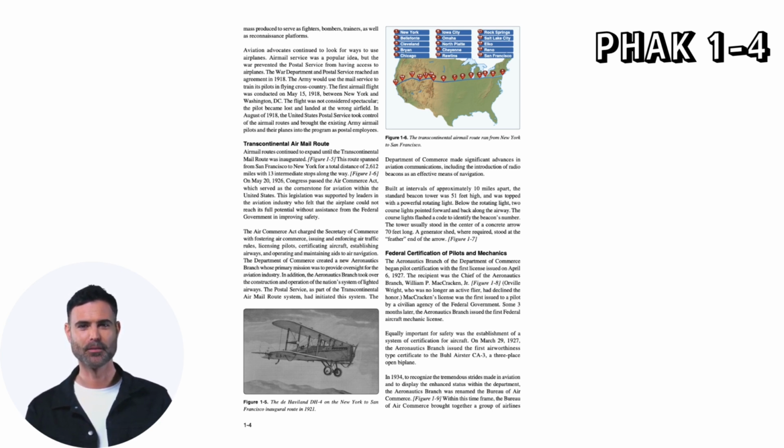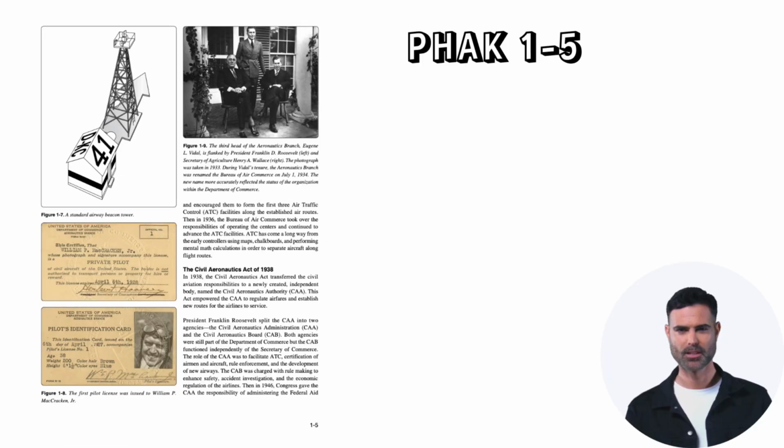Within this time frame, the Bureau of Air Commerce brought together a group of airlines and encouraged them to form the first 3 air traffic control, ATC, facilities along the established air routes. Then, in 1936, the Bureau of Air Commerce took over the responsibilities of operating the centers and continued to advance the ATC facilities. ATC has come a long way from the early controllers using maps, chalkboards, and performing mental math calculations in order to separate aircraft along flight routes.